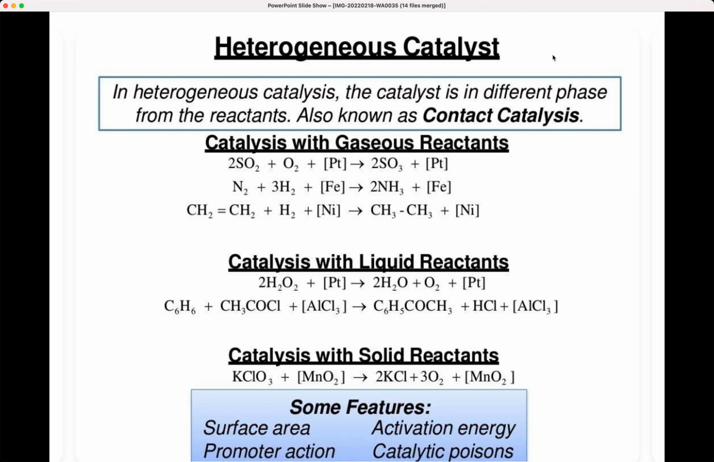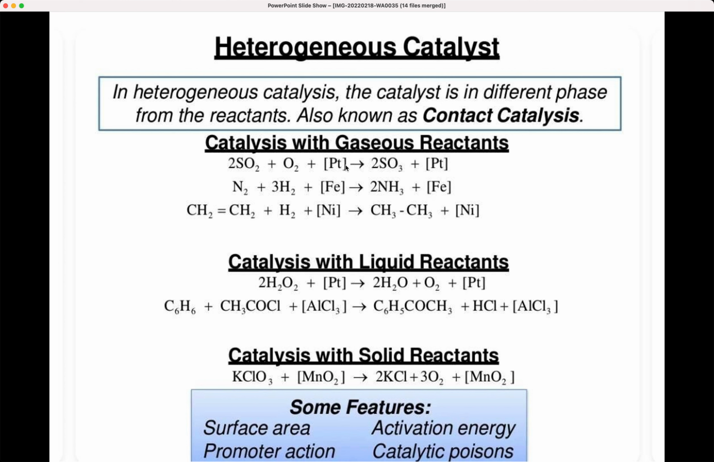Now next is heterogeneous catalysis. Here the catalyst will be in a different phase. In homogeneous it was in the same phase, but this is in a different phase from the reactants. It is also known as contact catalysis. So here with gaseous reactants you can see a few examples given.